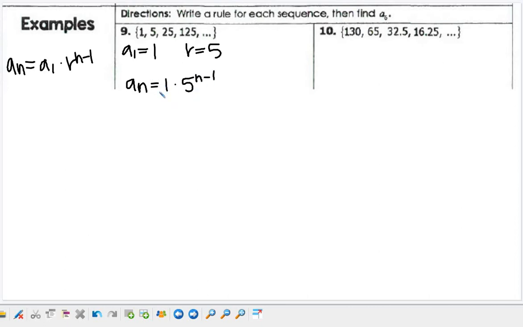Now, the only time this will ever simplify is if it's 1. Remember, you cannot multiply before you do exponents. That's just basic order of operations. But because it's 1, we can say that our rule is 5 to the n minus 1.